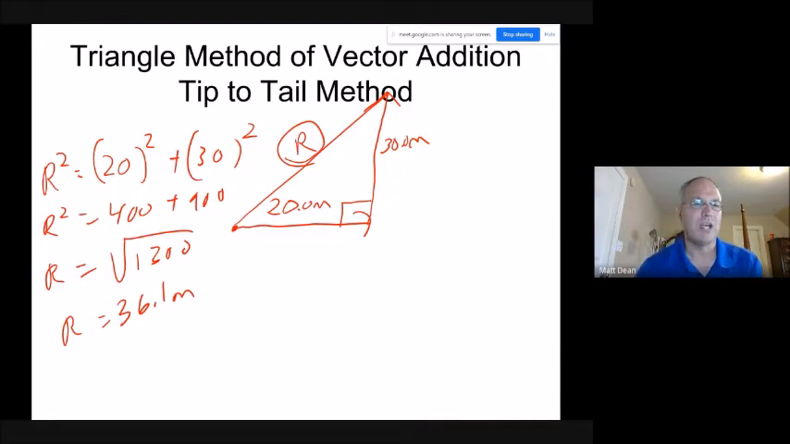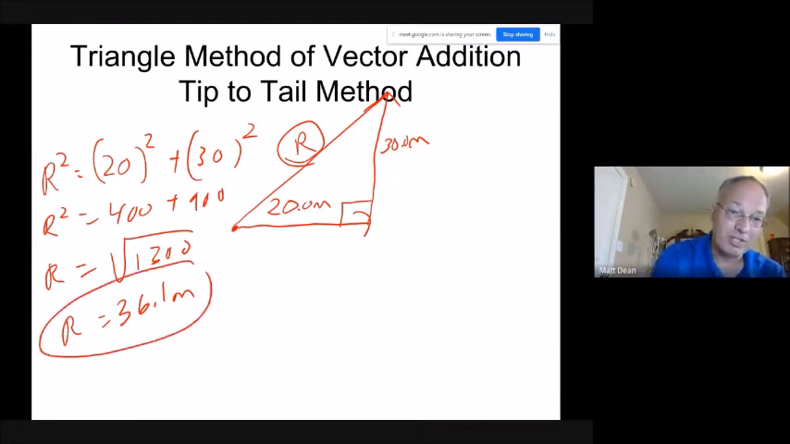Now, a lot of people stop there and they think they've got the answer. They have the magnitude of the answer there. But remember that a vector has both a magnitude and a direction. When we're working in 2 dimensions like this, we typically are going to give the direction in terms of an angle. And the standard way of doing it is to find the angle between the resultant and the horizontal.